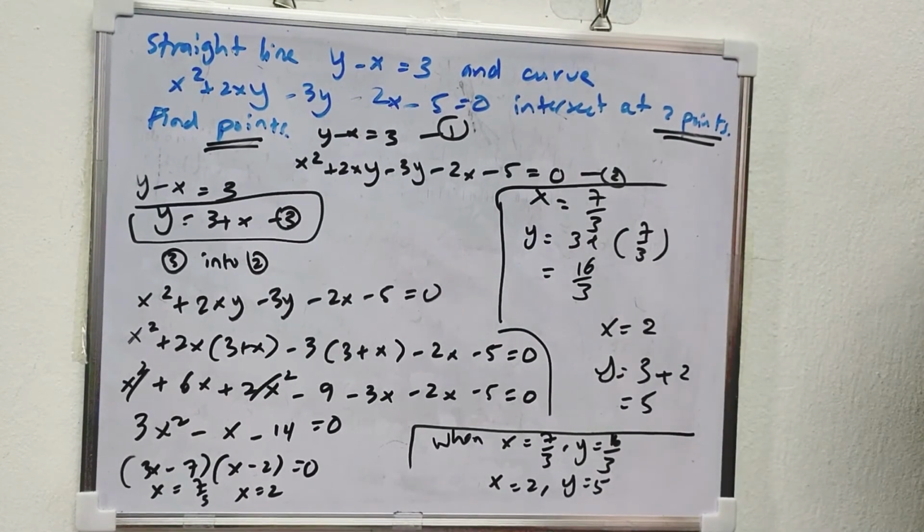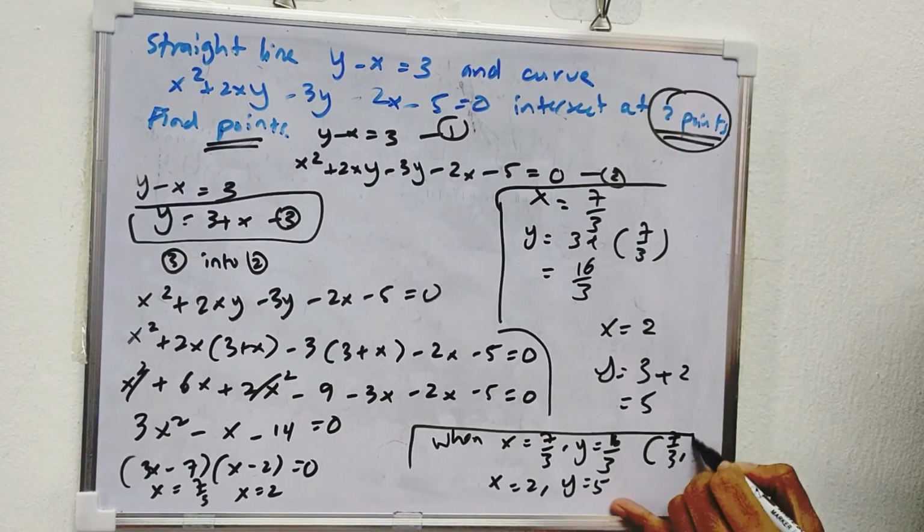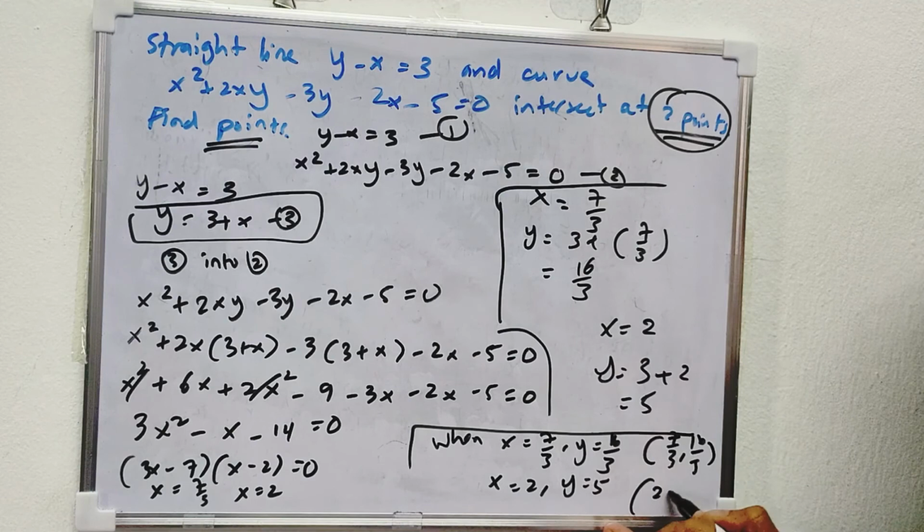So the points at which they intersect are (7/3, 16/3) and (2, 5).